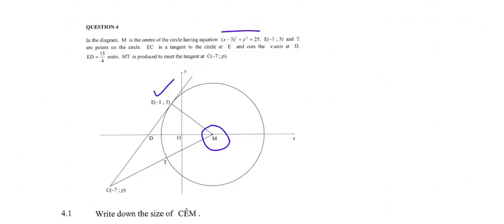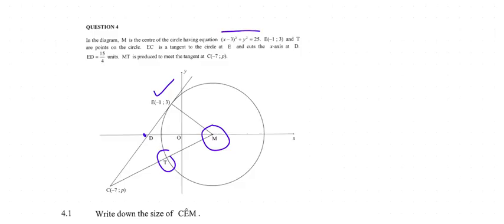EC is tangent to the circle at E and cuts the x-axis. This is the x-axis, okay? At D, this point. So ED is equal to 15 by 4 units. MT is produced to meet the tangent at C, which is (-7, p). Okay, this is the diagram we have.